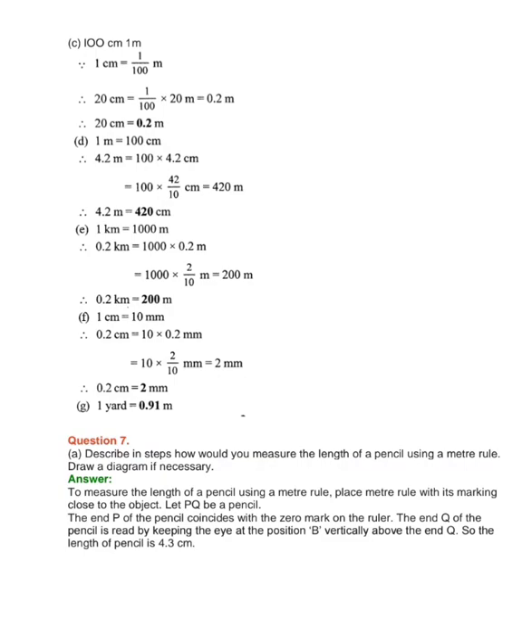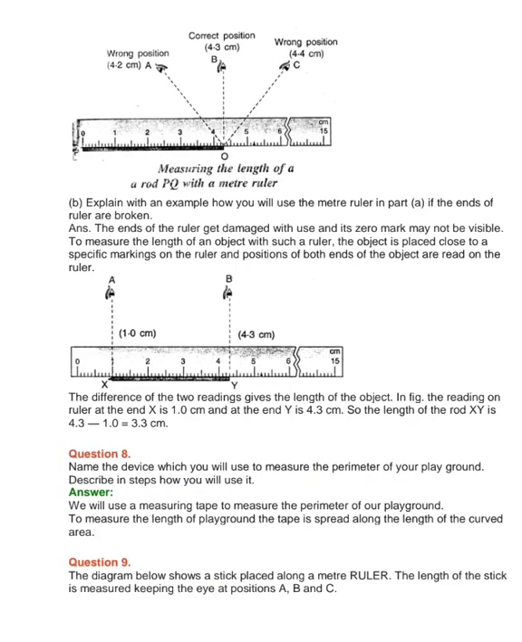The end Q of the pencil is read by keeping the eye at the position B, that is vertically above the end Q. So the length of the pencil is 4.3, as you can see in the picture in the next slide. You can see the marking PQ and how that is measured. And you have to draw this diagram.